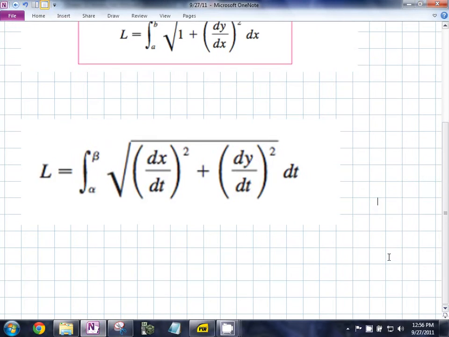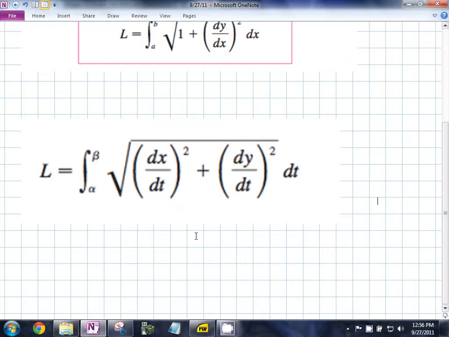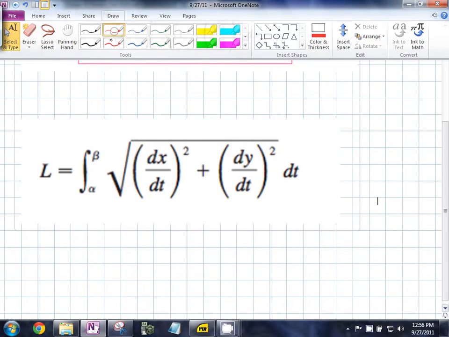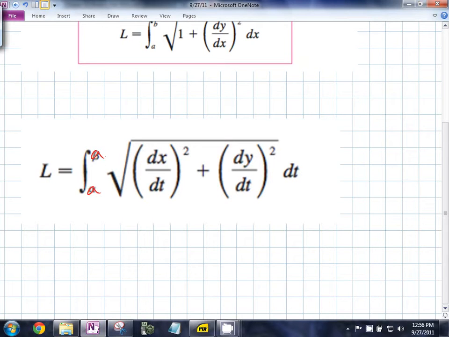What are alpha and beta? It's supposed to be A and B. For some reason, I kept on writing alpha and beta when I originally wrote this. It's just A and B. It's time equals A to time equals B. Sorry. Why is it useful to have this equation?